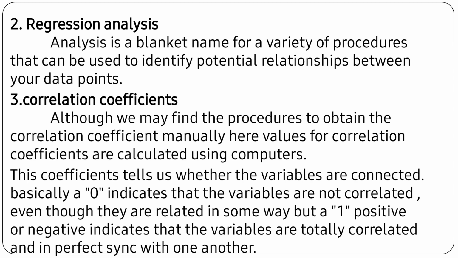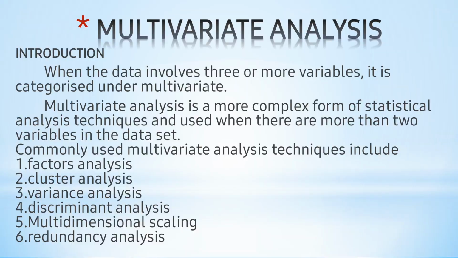Next, correlation coefficient. It is a statistical measure that describes the strength and direction of the relationship between two variables. It ranges from -1 to +1, where +1 indicates a perfect positive relationship, -1 indicates a perfect negative relationship, and 0 indicates no relationship between the variables.